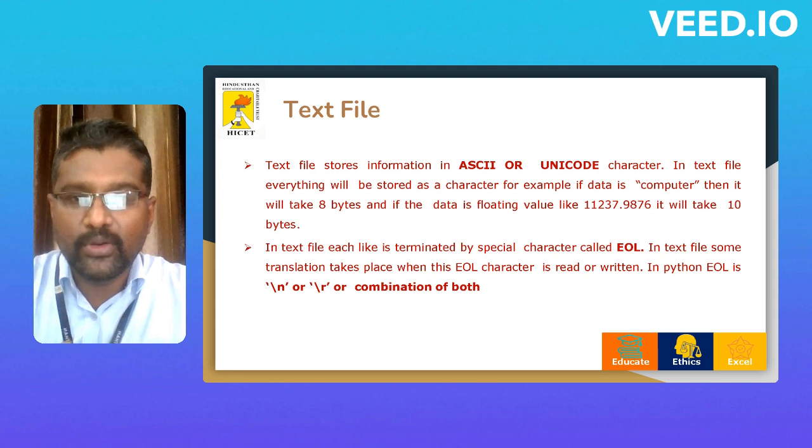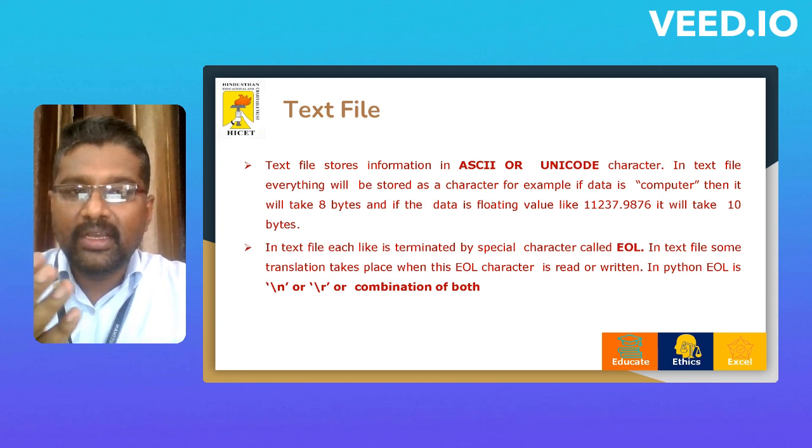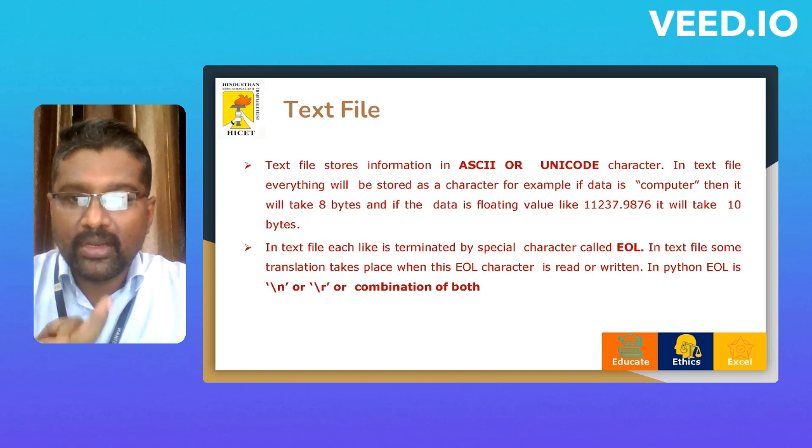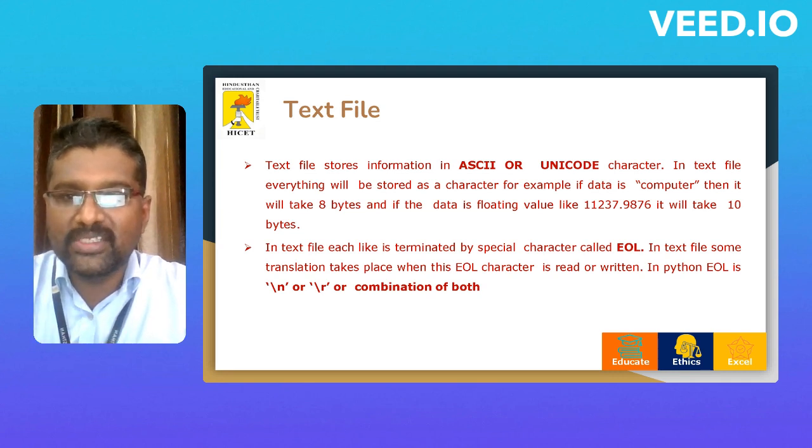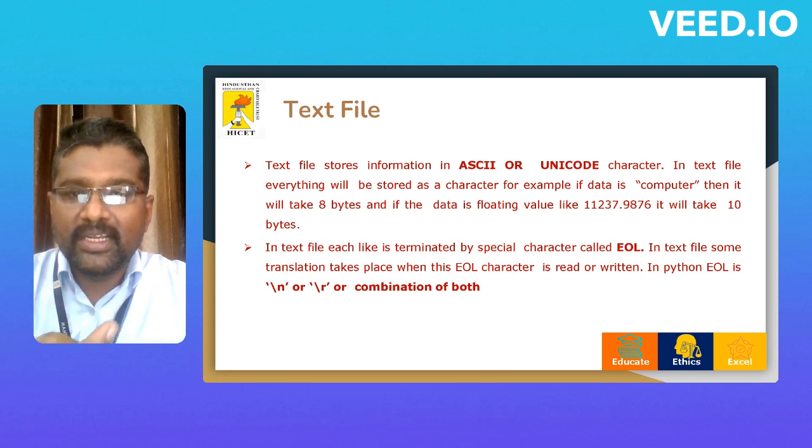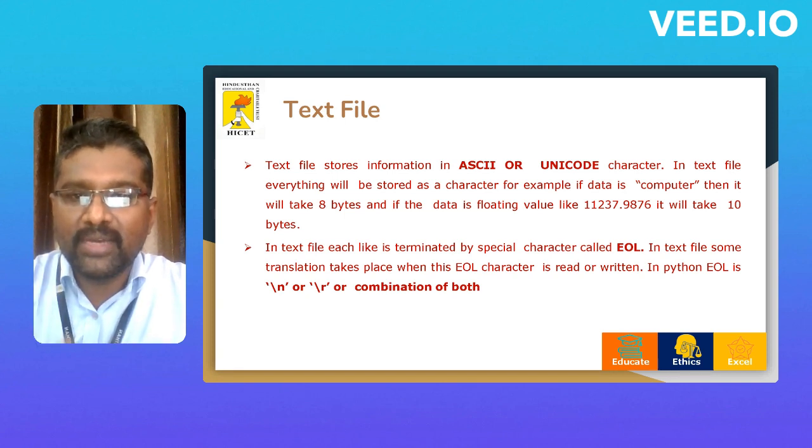A text file can be read by humans. For example, when I want to store a keyword called computer, it takes 8 bytes of memory. In the same way, I can store a floating point value, which also occupies 8 or 10 bytes. Here is an example of how data is stored in memory. In a text file, each line is terminated by a special character called EOL, end of line. There are two special symbols, backslash n or backslash r, and a combination of both is used to indicate the end of line.